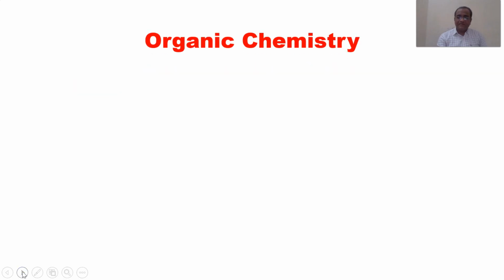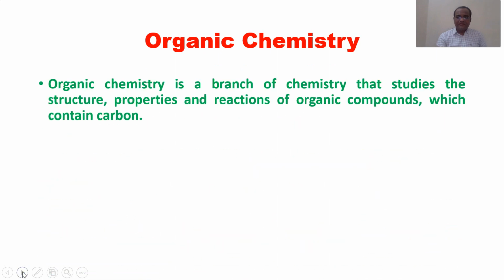Now let us see the first concept, that is organic chemistry. There are different branches of chemistry: inorganic chemistry is one, physical chemistry is one, analytical chemistry is one, and one of the branches is organic chemistry. In chemistry, you always deal with atoms, molecules and structures. But organic chemistry always deals with carbon containing compounds.